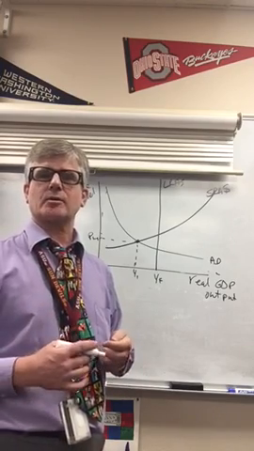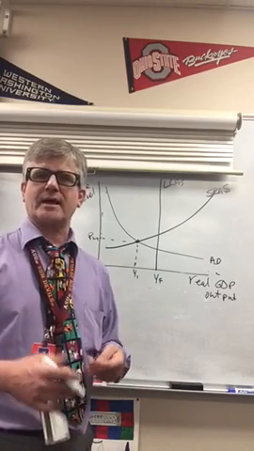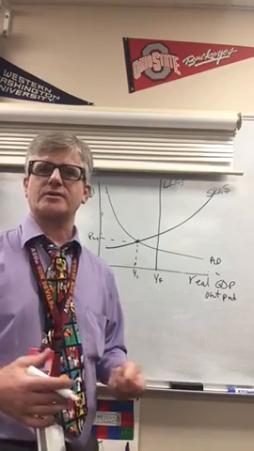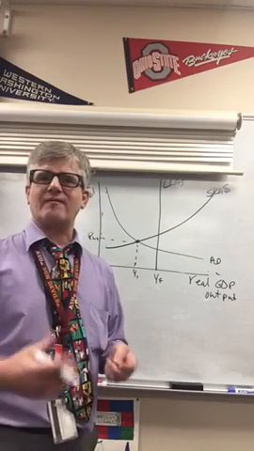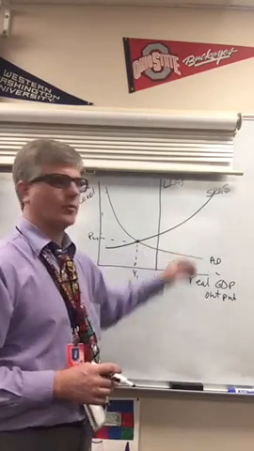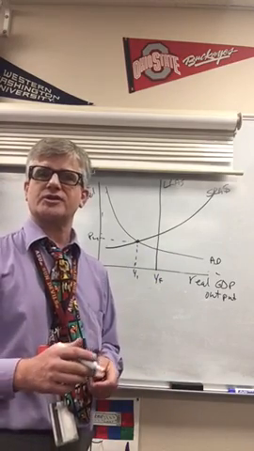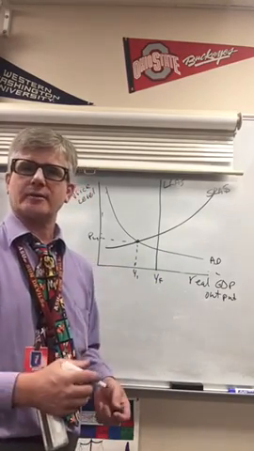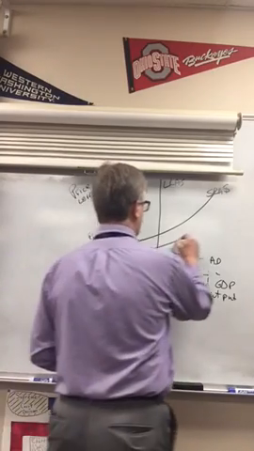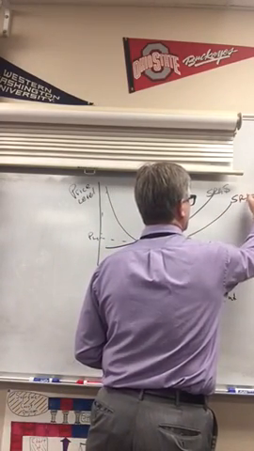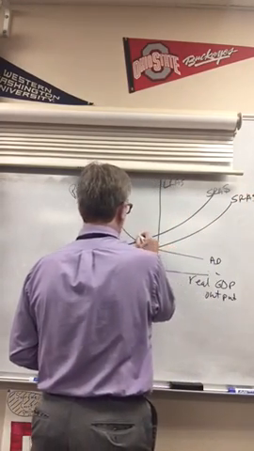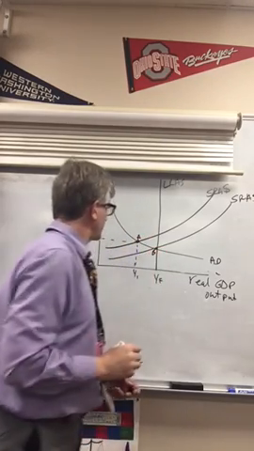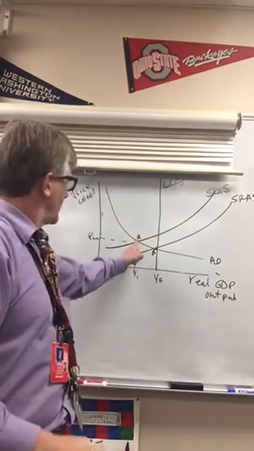So in the classical model, if prices are going down, resource prices are going down, wages are going down, then that affects aggregate supply, especially in the short run. So this aggregate supply curve will shift to the right and it will increase. Aggregate supply will increase. So you go from A to B.